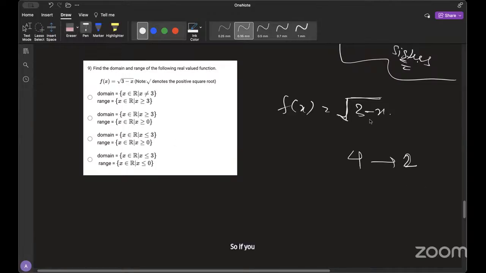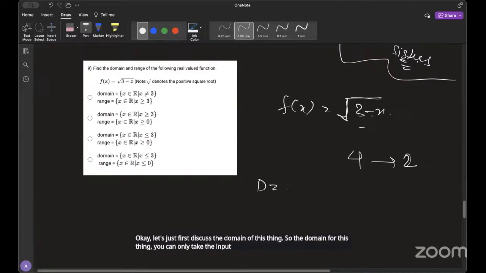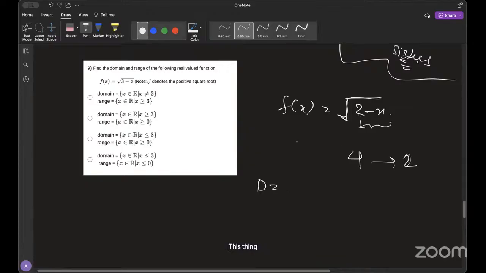So if you have square root of 3 minus x, let's first discuss the domain of this thing. You can only take the input to be a positive number. This thing needs to be positive in order to calculate the square root, right? So you need 3 minus x to be greater than 0. That will give you x less than 3. So you need x to be less than 3. That's your domain.